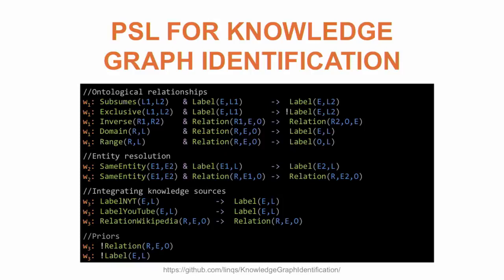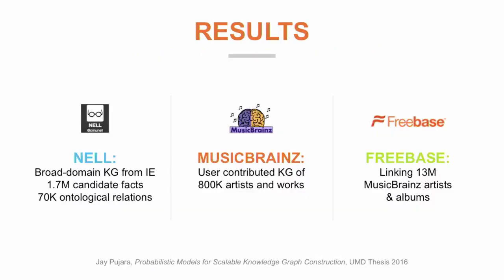But the program is quite simple in terms of capturing ontological constraints, capturing entity resolution constraints, capturing other kinds of things about the extractor confidences. And he evaluated this on three real-world knowledge graphs, pretty large in size. Some of these were knowledge graph constructions, and the last one with Freebase is actually a linking problem, so you're trying to match across these databases.